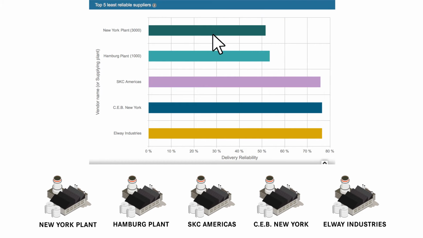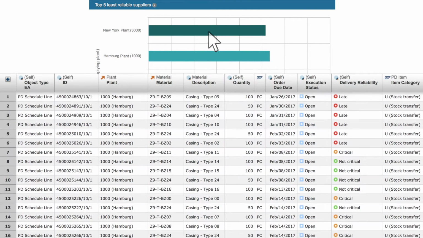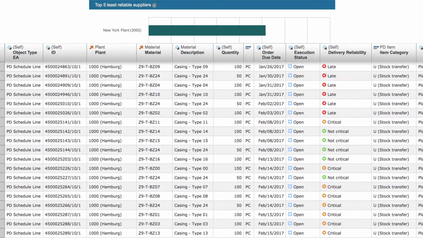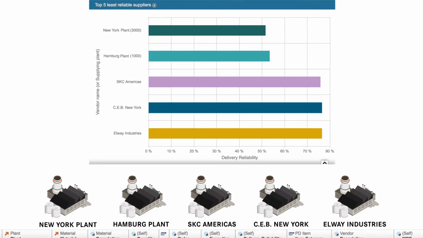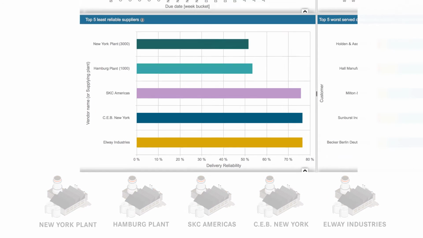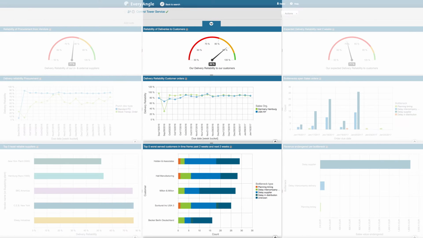You can now click on each supplier to see the actual purchase order items, how late they were, what the root cause was, get contact details, etc. The real question is, has this delay in supply hurt our customers? The second column contains all information about the reliability of all outbound customer deliveries.